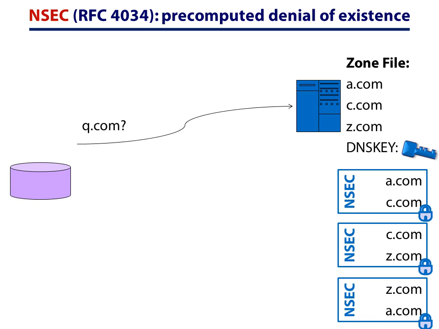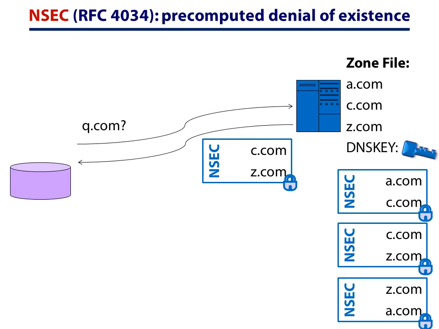So here comes the query for q.com that doesn't exist in our zone. So this name server now, what he's going to do is he's going to look for the NSEC record that surrounds this query q. So here we have q.com. Q is after C and before Z, and so what this guy is going to do is deliver the NSEC record whose endpoints are around this query in alphabetical order. Okay, so Q falls between C and Z, and that's getting returned to the resolver.